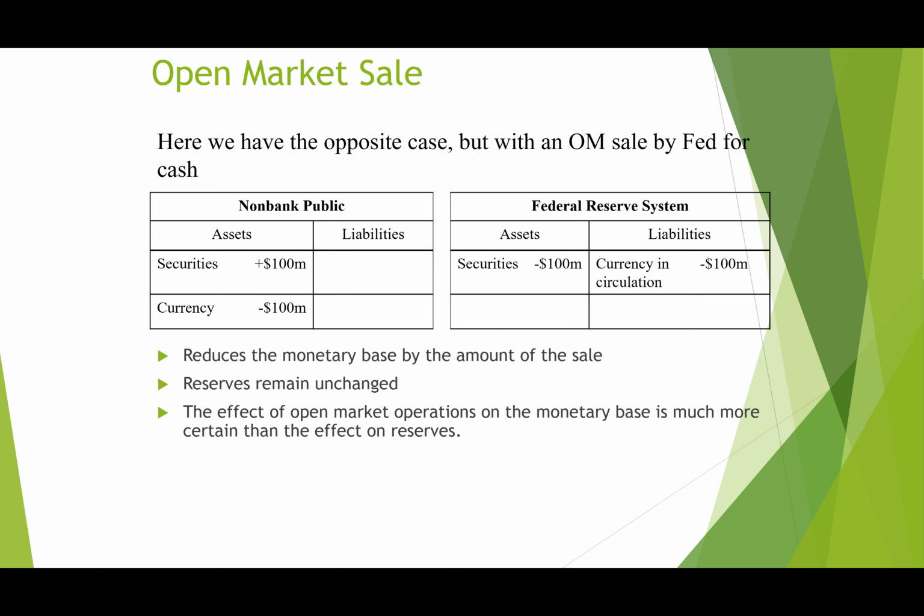In this case, we have an open market sale by the Fed for cash. So the Fed is selling government bonds and it wants to be paid in cash. So the non-bank public has 100 million more of treasury bonds, but 100 million less of currency, of cash. And you can see the figures are just the opposite signs from what we had before on the Federal Reserve System T as well.